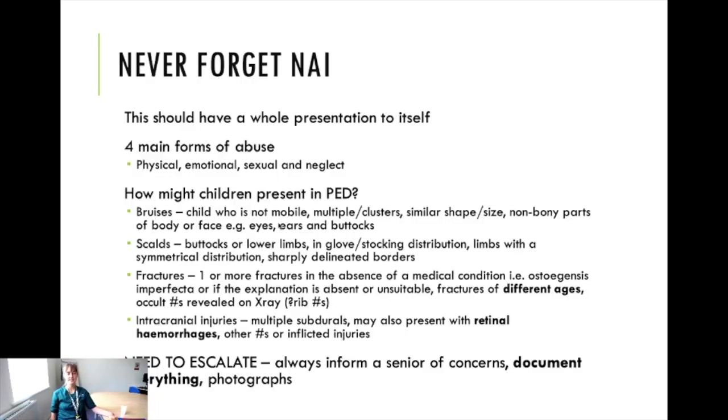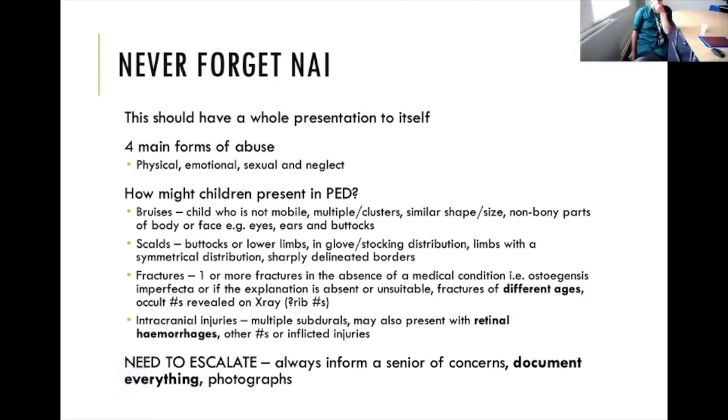Yeah, so I think this would need a whole presentation on its own, really, and I don't think this quite does it justice, but we'll touch on it. So never forgetting non-accidental injury. There's 4 main forms of child abuse: physical, emotional, sexual, and neglect, which by far is the most prominent we see, and can do with some more support for parents and child.